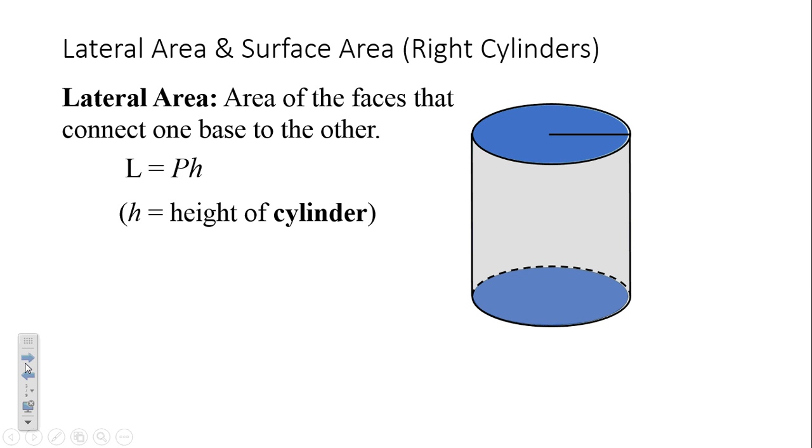Almost. That's the area. So we want to know how far around is it. You're looking for not the area, but the circumference. So the circumference of that base, the perimeter of the base, is 2 times pi times r. Take that times the height, and we've got the lateral area: 2 times pi times r times h.